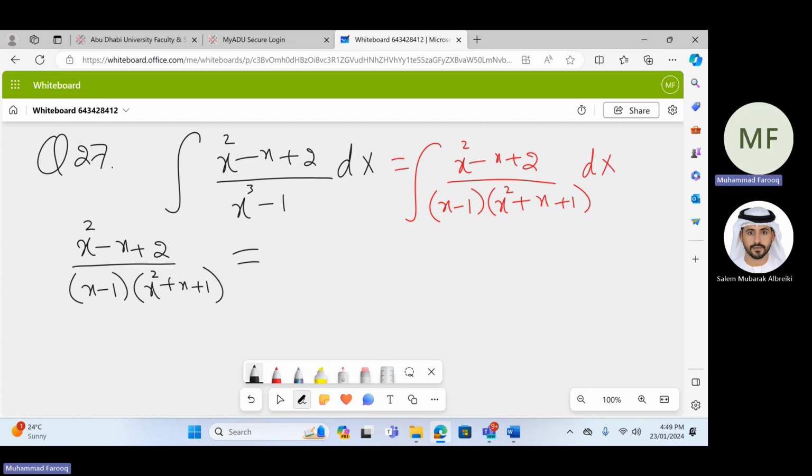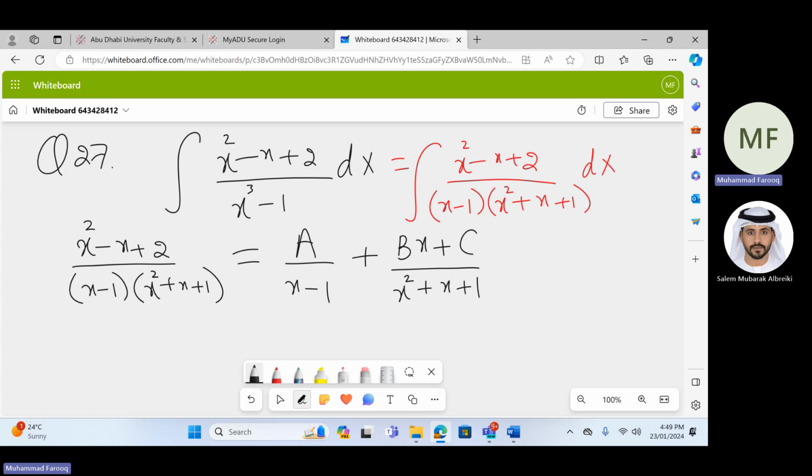How do we write the decomposition? First factor x minus 1, linear, so A over x minus 1, plus the next factor, quadratic, so two constants: Bx plus C divided by x squared plus x plus 1. So step one, we decompose.